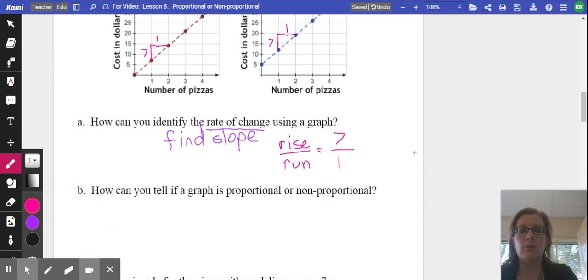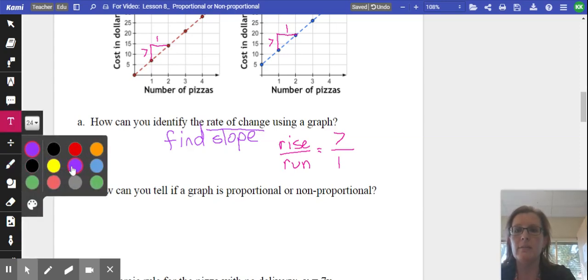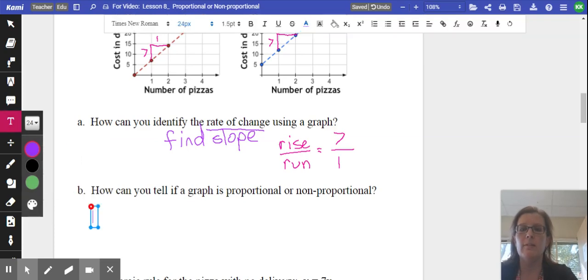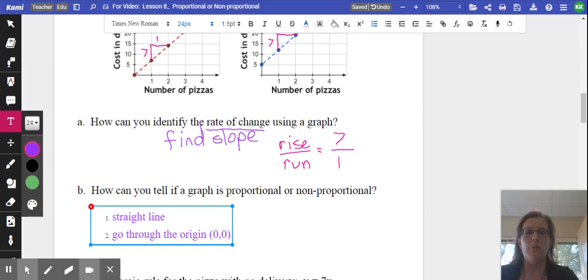So how can we tell if a graph is proportional? We've already talked about this, but it's a very important skill. So we want to make sure that we really understand it. So how can we tell if a graph is proportional or non-proportional? It has 2 things. First, it has to be a straight line. Second, it has to go through the origin. It has to go through point 0, 0 in order to be a proportional relationship.